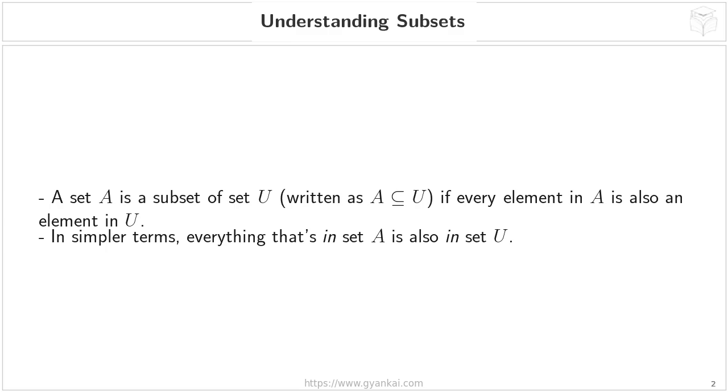As we discussed on the previous slide, we have this idea of a universal set, a big set that contains everything we're interested in for a particular problem. Now, within that universal set, we can have other sets. Think of it like this. If you were to list out all the things in set A, each one of those things must also be on the list of things in set U.